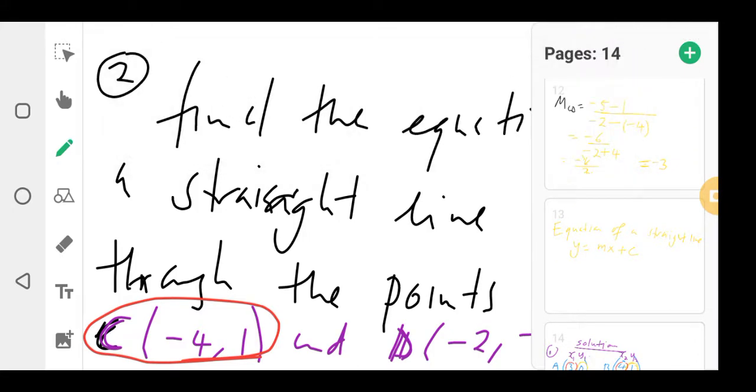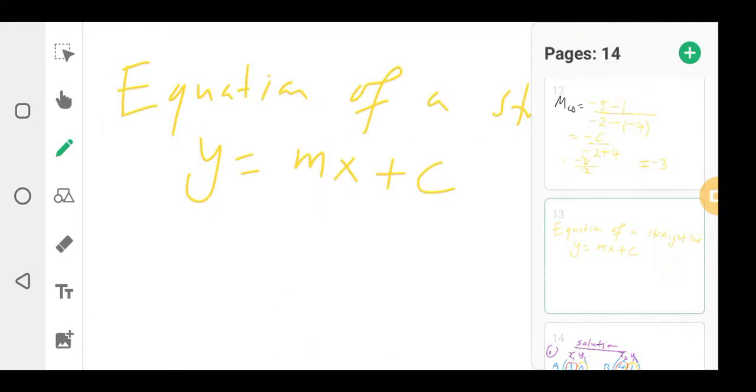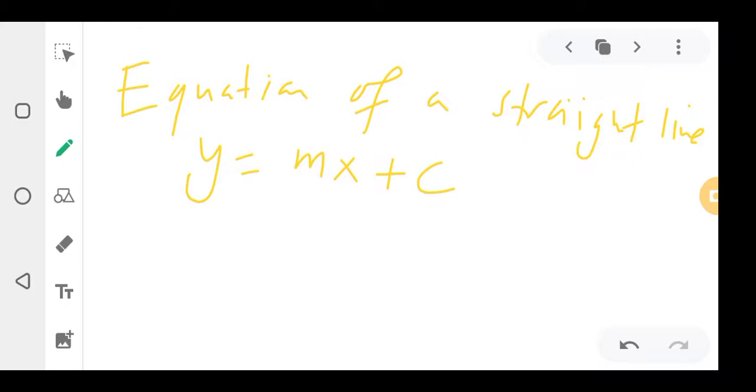It's negative 4, 1. So this point is negative 4, 1, which is point C. That's the one that you pick. You picked point C.